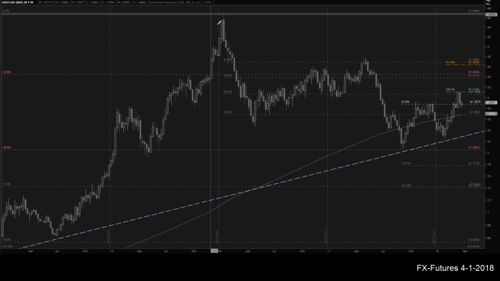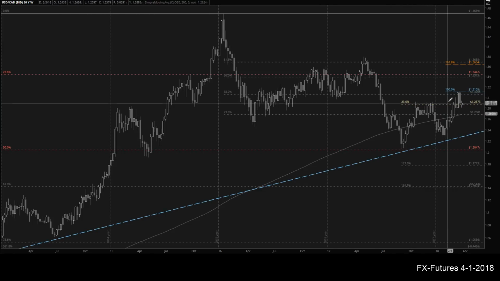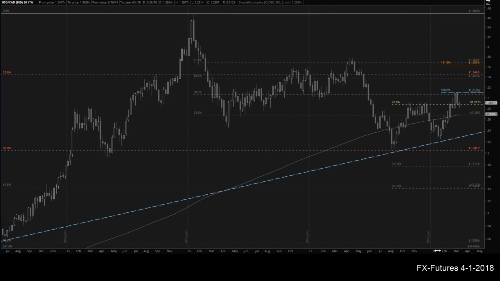USD CAD created this large equal measure move, ABCD into the 50% retracement and bounced heavily, and now it's created an ABCD of this current rally right here, and we are oscillating right at the 23.6% retracement of this incline right here. It's really hard to say where this is going. It's definitely diddling in the middle.